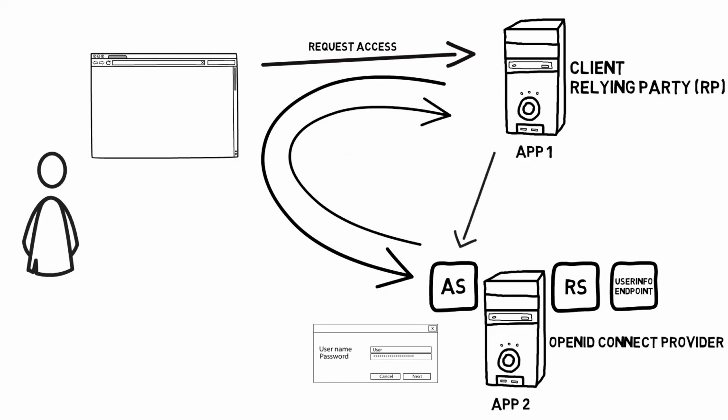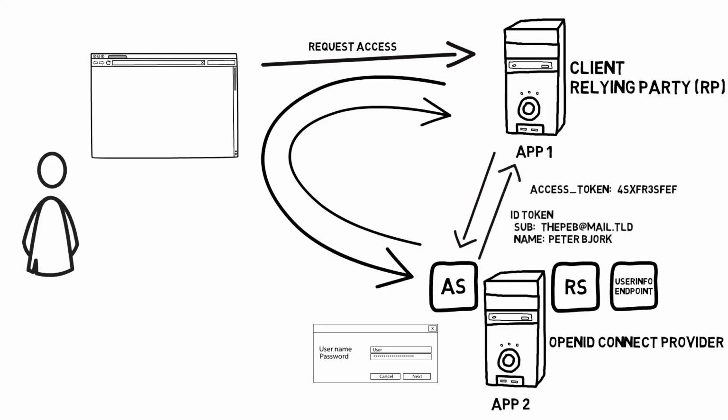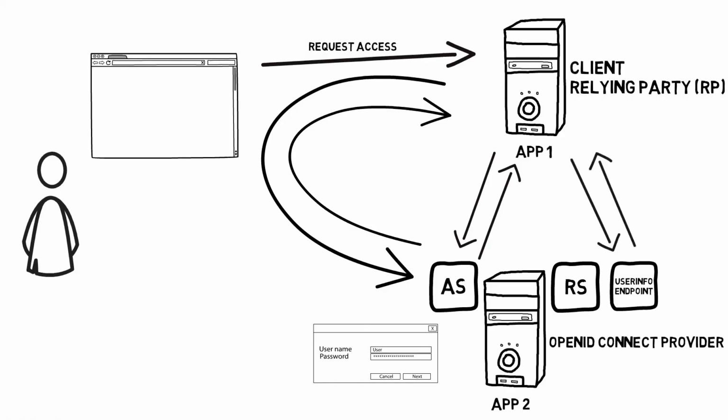App 1 sends the authorization code via back channel to the provider and receives not only an access token, but also an ID token. The ID token contains some claims about the user, such as the subject uniquely identifying the user. But all the information about the user isn't sent in the ID token. ID tokens should stay small. If the relying party requires more information about the user, it makes use of its access token and connects to the user info endpoint to retrieve more user data and attributes.